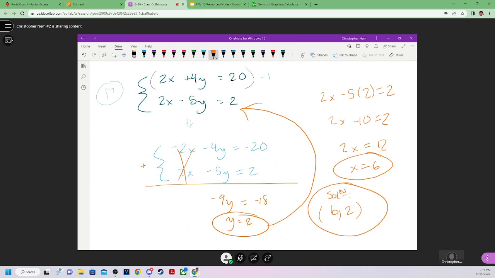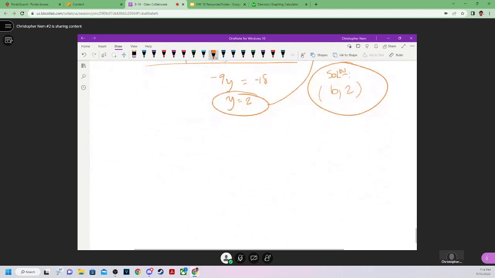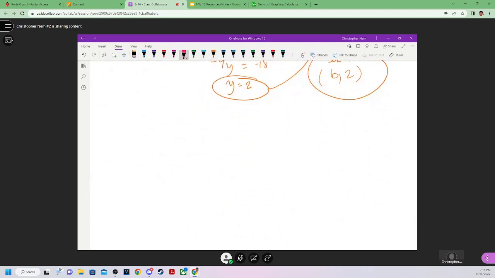Boom. So we're looking great. We can do that. And then we have one more type of problem that I want you guys to see. That way we can call it a day. The last problem that we're going to look at is, what if I have this kind of system right here?